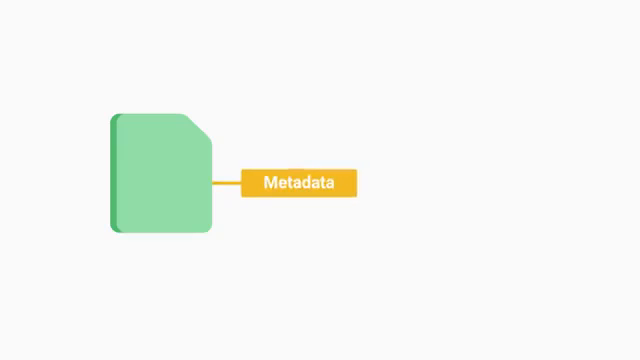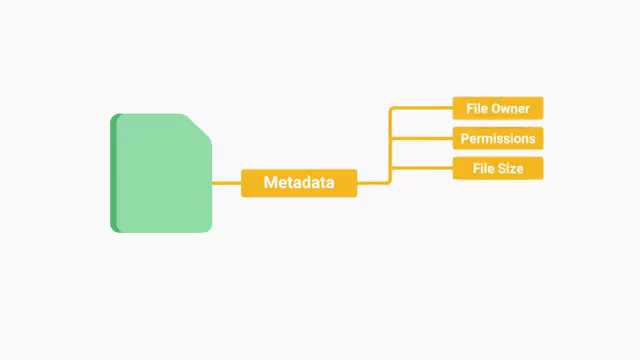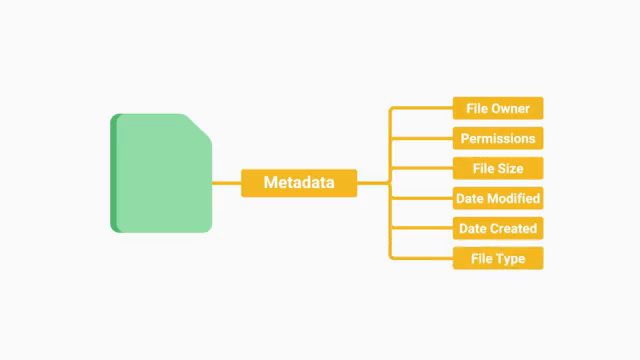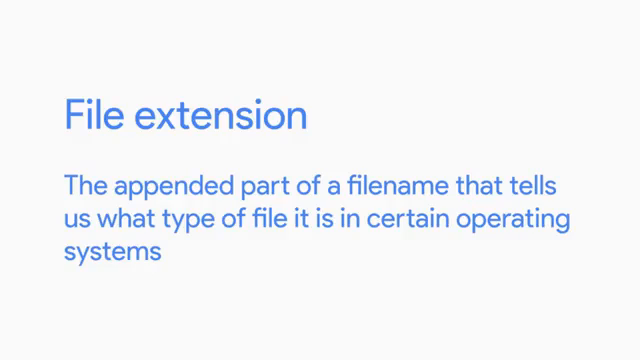Lastly, we need to keep the metadata that contains the information about our file. There's a lot of information about our file that we want to know, like who created it, when it was last modified, who has access to it, and so on. The file metadata tells us everything we need to know about our file. It also tells us what type of file it is. A file extension is the appended part of a file name that tells us what type of file it is in certain operating systems. Take cool_image.jpg. JPEG is a file extension associated with image files. You'll see different types of file extensions like this when you're working with your operating system.